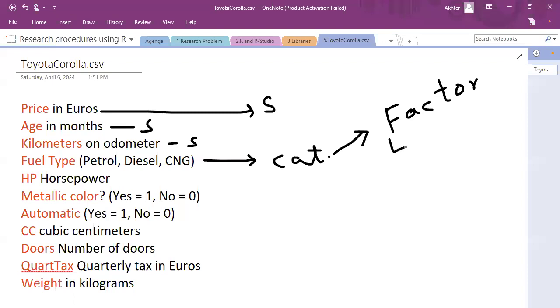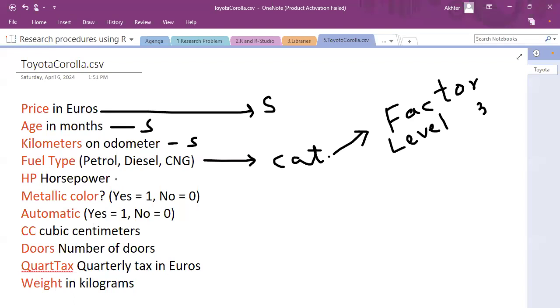These three are called levels. So how many levels do we have in this variable? In this variable, we have three levels. The level means how many distinct values we have in the data set. Only three distinct values: petrol, diesel, and CNG. It means all of the cars belong to one of these three categories.